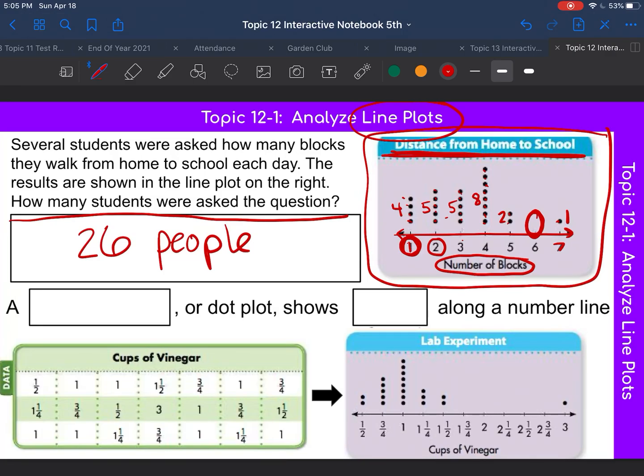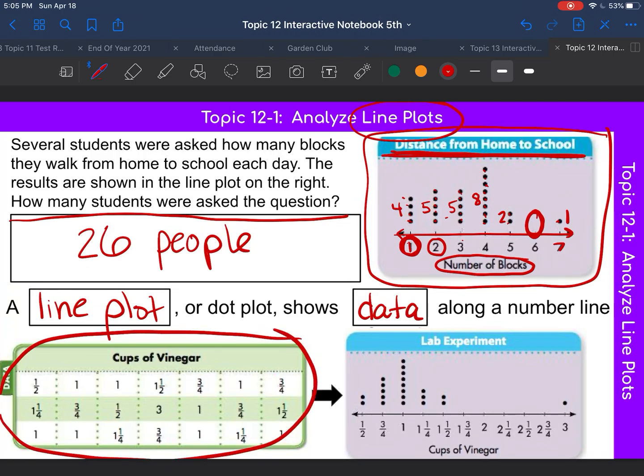Okay, so let's go over this definition. It says a line plot or a dot plot, because it uses dots, shows data along a number line. Okay, it organizes data, it shows data, because look, this table right here, all of the numbers are kind of all over the place. It's saying cups of vinegar, okay? The numbers are kind of all spread out. It's kind of hard to organize it and even see what is what.